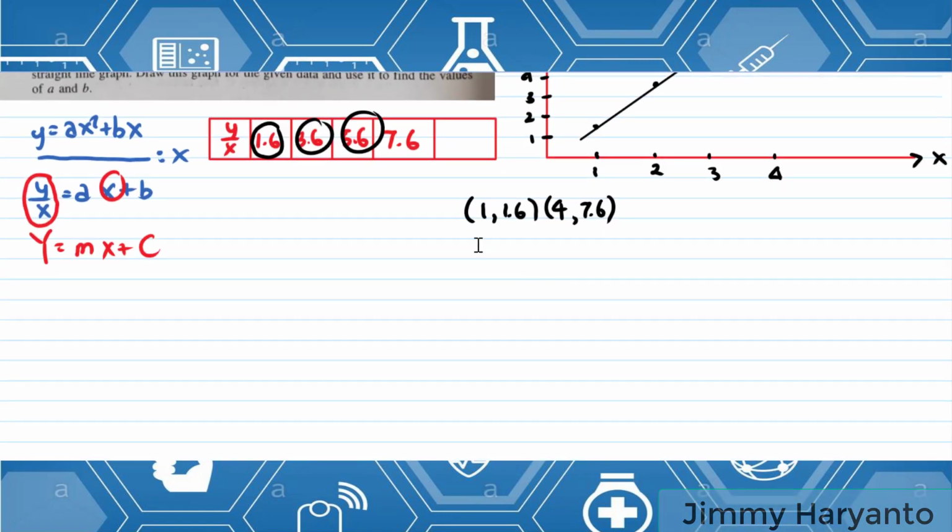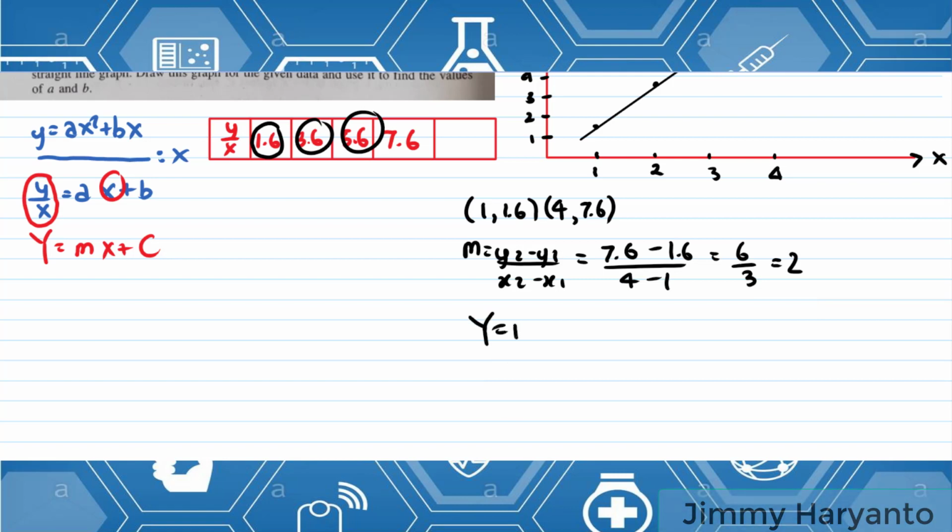The gradient, I will use the first and the last point, 1,1.6 and 4,7.6. To find the gradient, it's better to use y2 minus y1 over x2 minus x1, since it's not an integer number. 7.6 minus 1.6 over 4 minus 1. This one is 6 and this one is 3, equals 2.